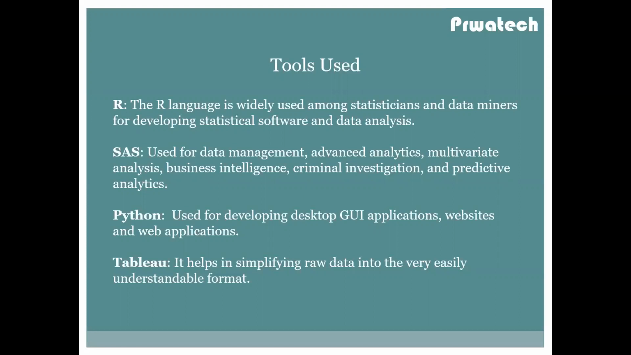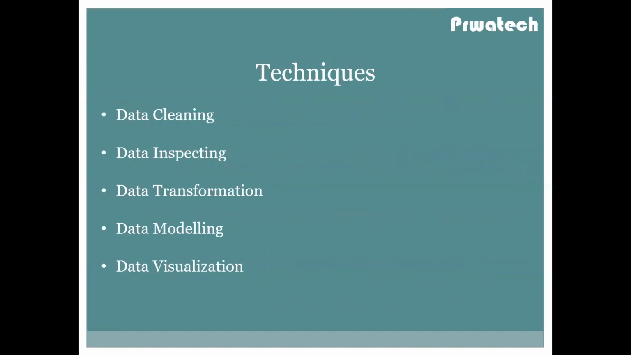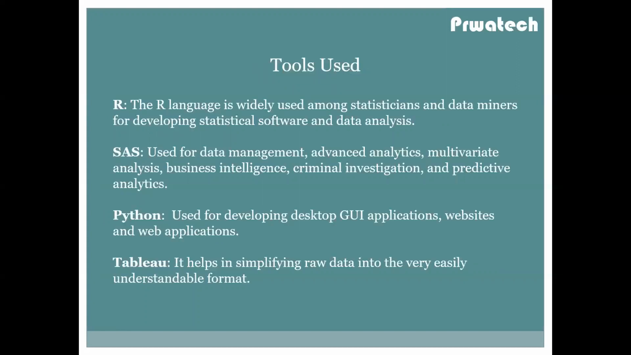So let us define them. R is the language mostly used among statisticians and data miners. Why? Because they want to develop statistical software for data analysis, or the different processes that we have seen here: data cleaning, inspecting, transformation, modeling, visualization. All these are performed in R.